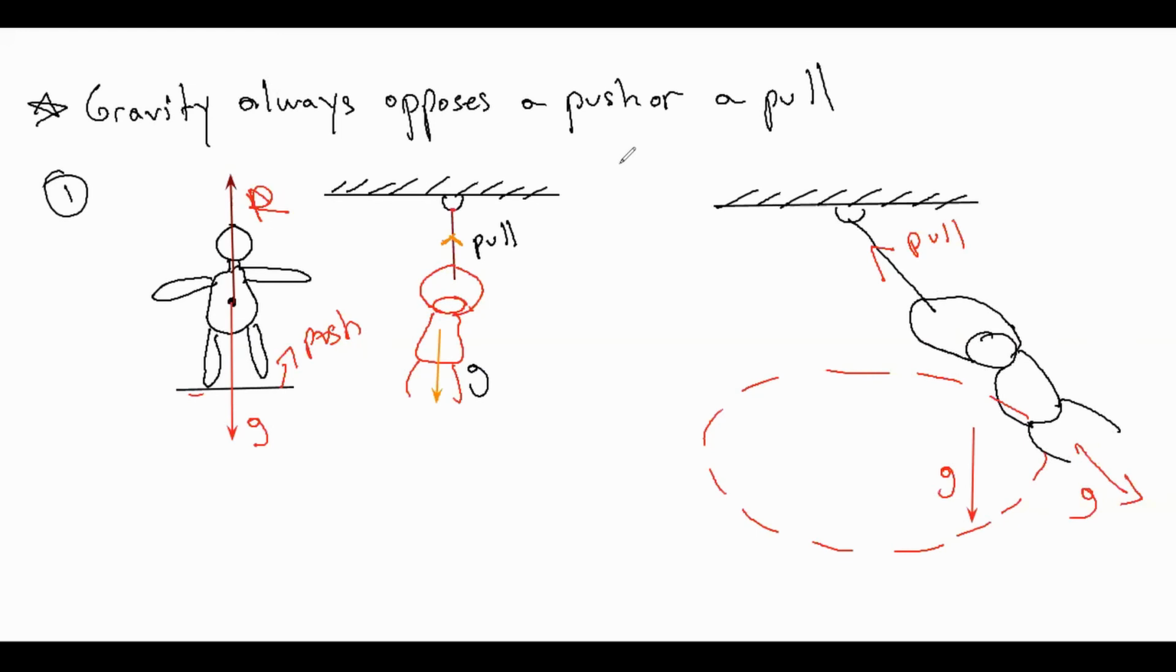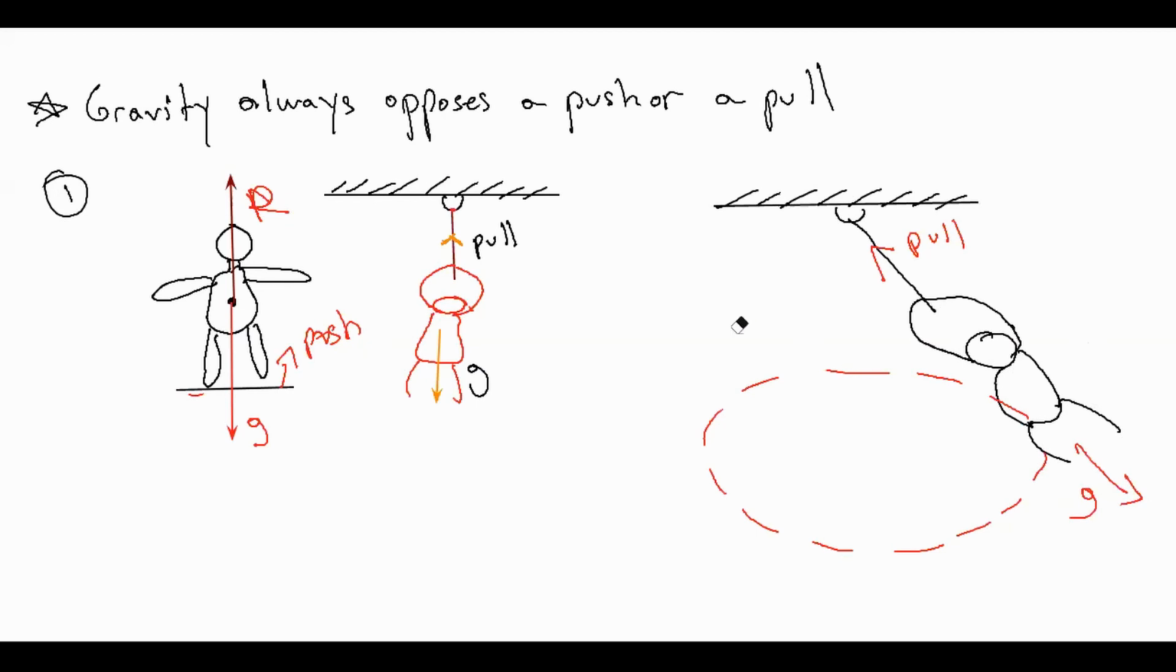Now, this is where this term comes in. Gravity always opposes a push or a pull. So if my pull is here, the gravity is opposing this. Don't forget that the gravity is actually downwards, but this is our perceived gravity. This is what I wanted you to understand. Do you guys understand it?